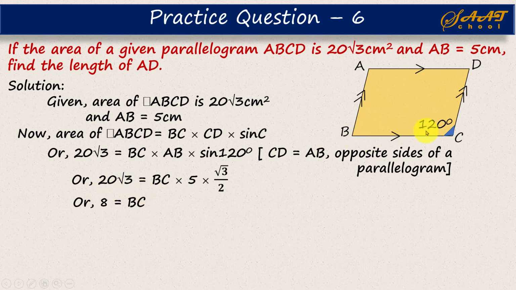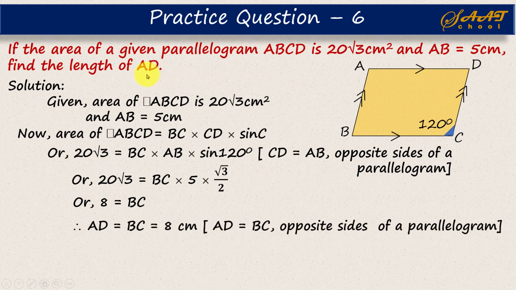Now this BC equals AD. Again, they are opposite sides of the parallelogram. We have to find AD, that's why AD equals BC. They are opposite sides of a parallelogram, which are always equal. And this BC is 8. So this is how we can find AD.